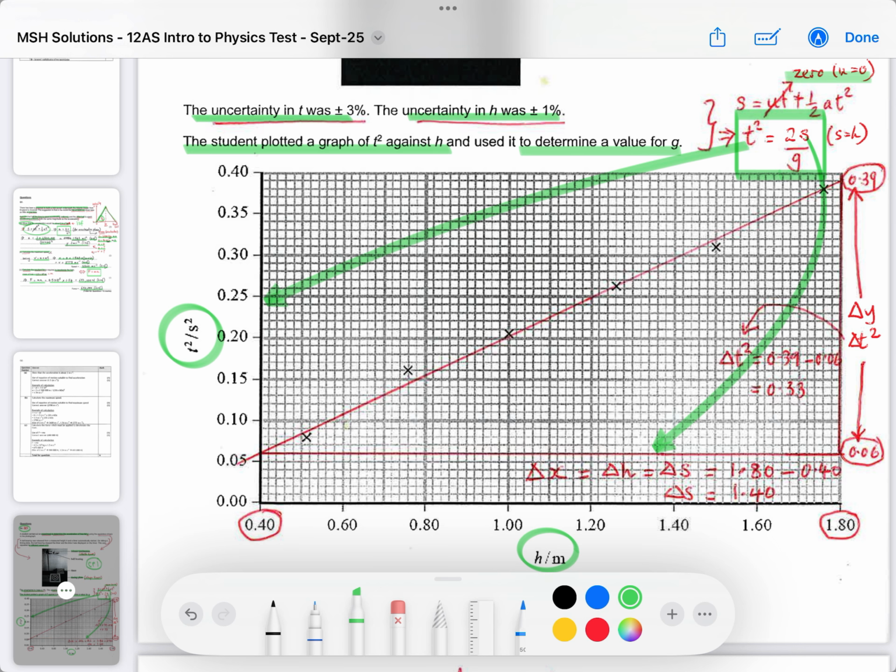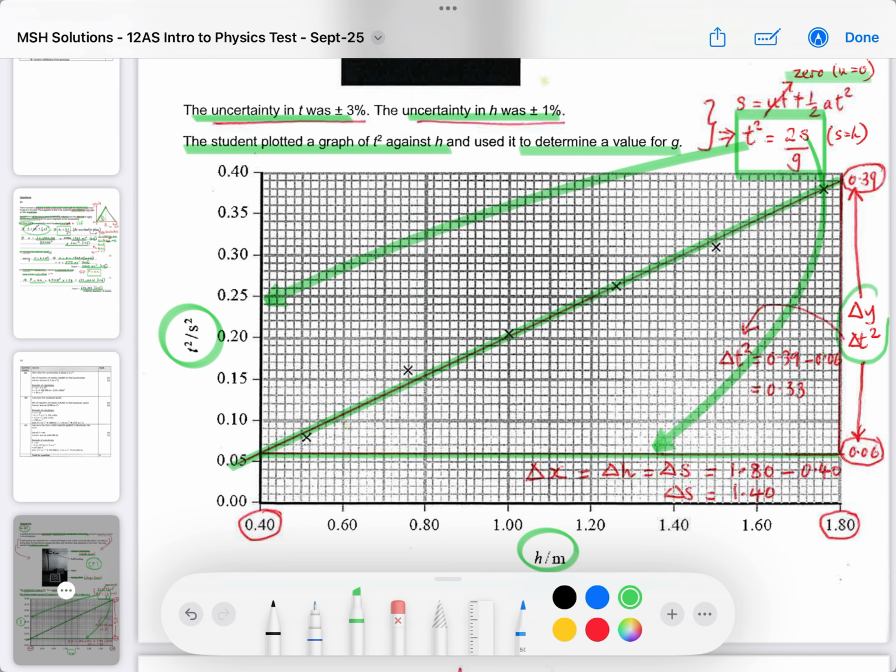So basically, if you've got t squared on the y-axis and s, which is h, the height, on the x-axis, then the gradient of this graph, and you've got to draw the line of best fit like I have, going through as many points as possible. If you draw the line of best fit, you can then work out the gradient of this graph. Always use the largest triangle possible and show your values on the graph like I have.